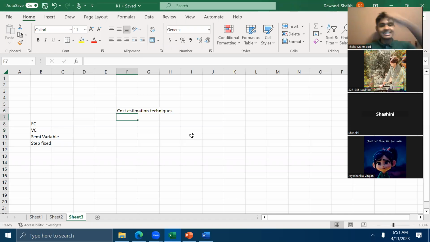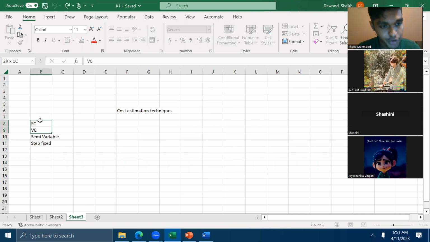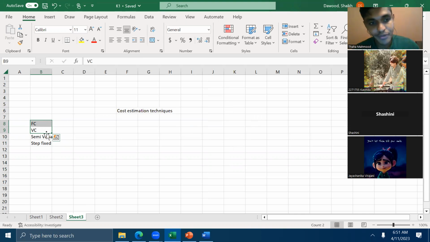Cost estimation techniques. Why do we need something called a cost estimation technique? You know that just now we established that costs exist based on their behavior in these four forms. These two forms are pure costs. We call them pure forms, and these two are variable forms. Now this classification was based on short-term decision making.